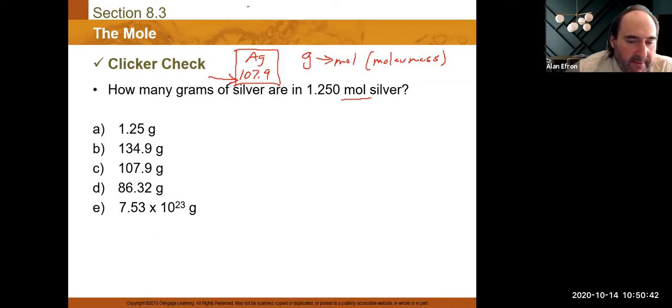That means the molar mass of silver is 107.9 grams per mole that we could use as a conversion factor. We will start with the 1.25 moles of silver. Here we want to get rid of the moles and have it on the bottom.